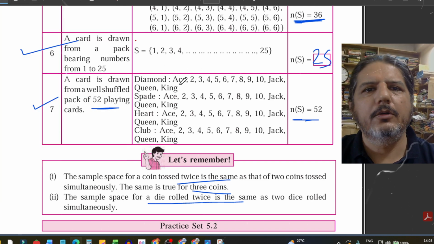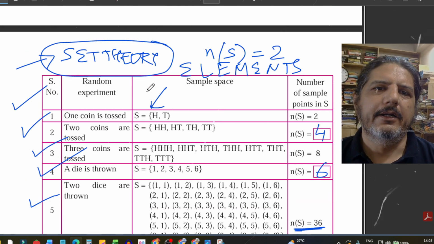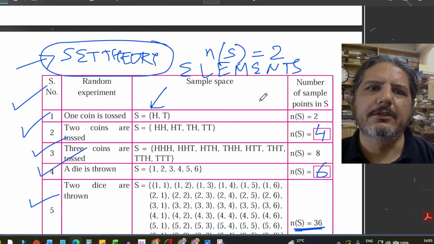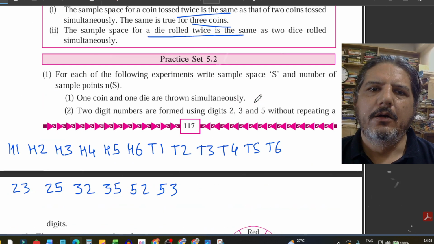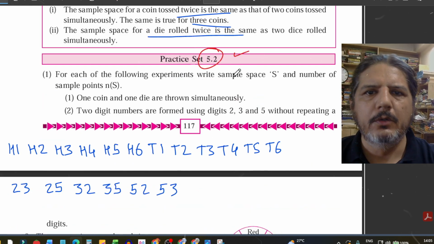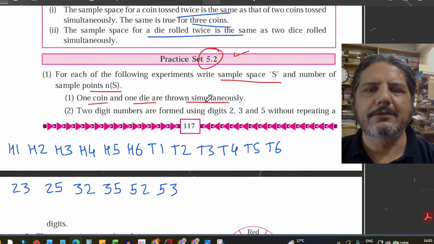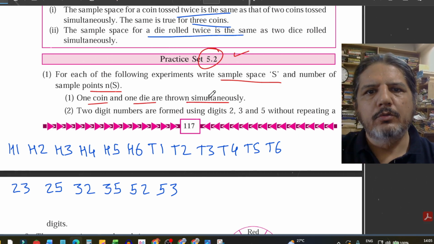So after this discussion of sample space, random experiments, and the number of sample points in S, we'll try to do a few questions from problem set 5.2. So let's try to do these. For each of the following experiments, with sample space S and number of sample points n(S): one coin and one die are thrown simultaneously. So let's try to understand first.